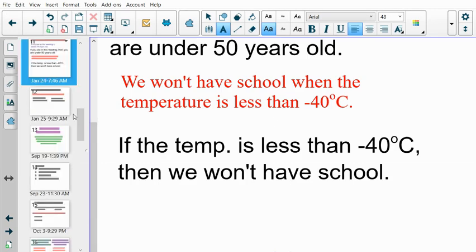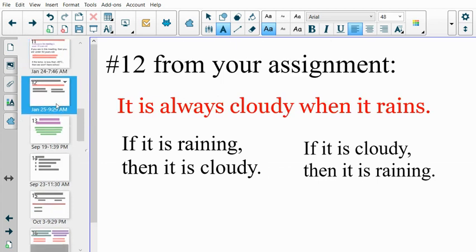And then I'm going to finish with one more example, and this one comes from the assignment. This is actually one of the problems in your assignment for the weekend. We'll talk about that in a moment. Number 12 on the assignment says, it is always cloudy when it rains. Now, I want you to think about that. I've got two different possibilities for the answer.